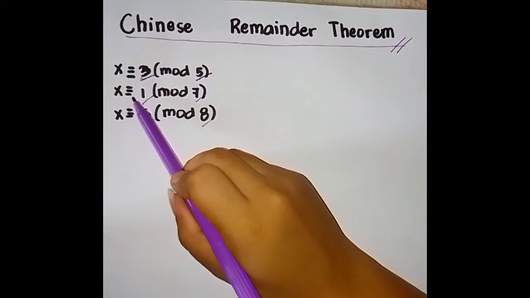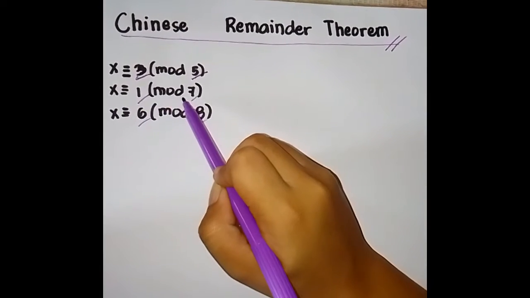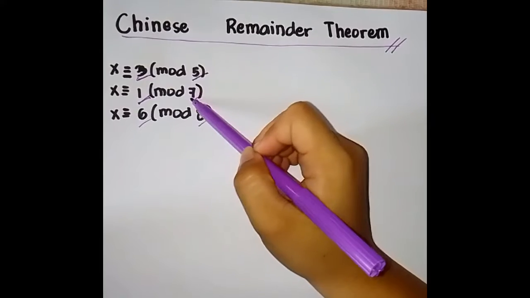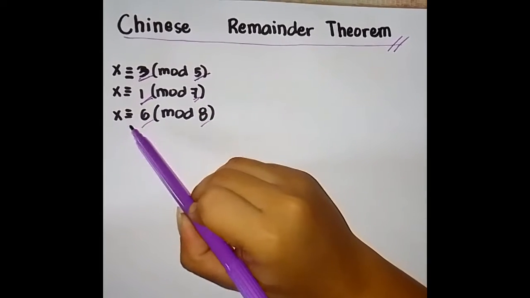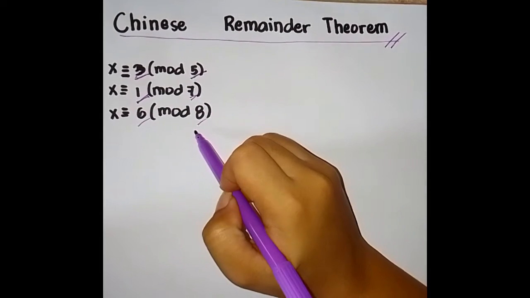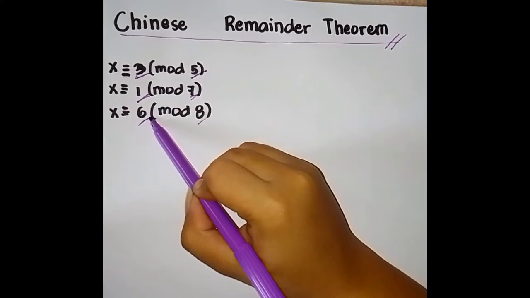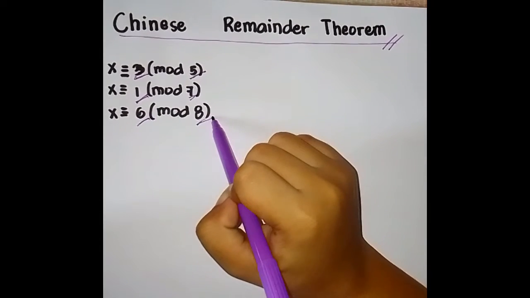Then x is equivalent to 1 mod 7. That means x has a remainder of 1 when divided by 7. Then x is equivalent to 6 mod 8. That means x has a remainder of 6 when divided by 8.